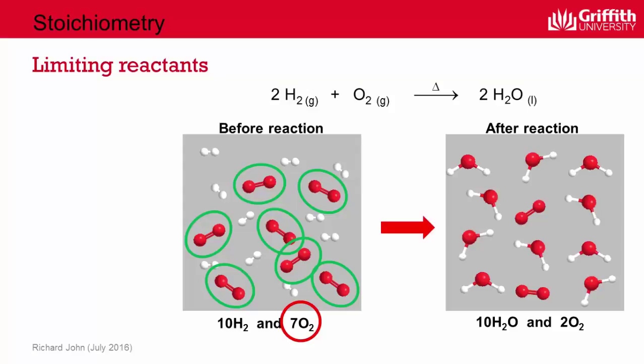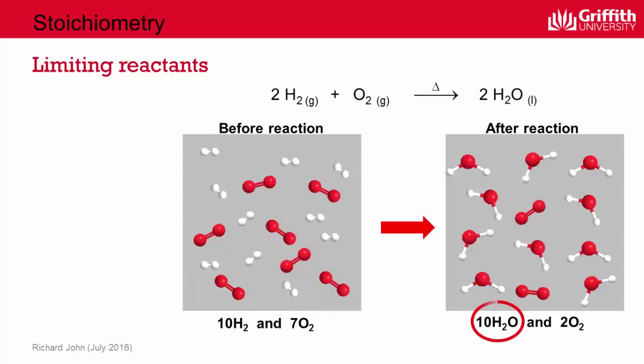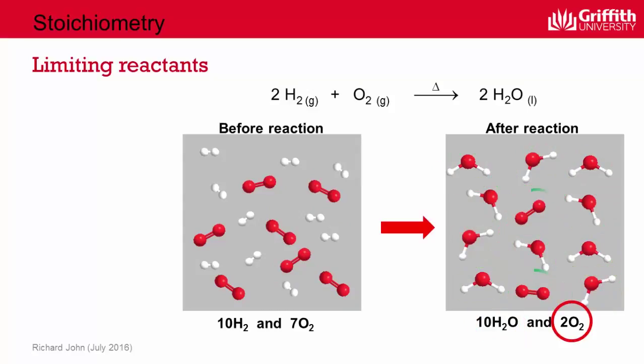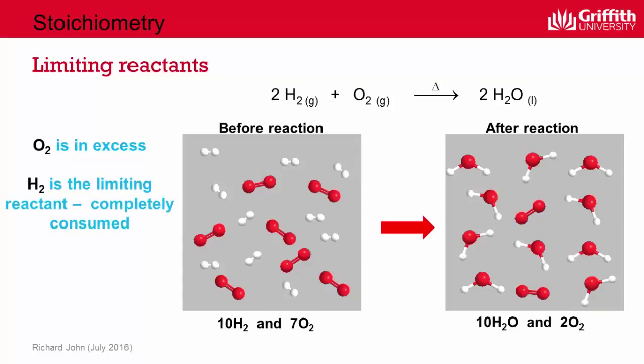What actually happens after the reaction, we still get our 10 moles of water produced, but what we've got are 2 moles of oxygen left over. Oxygen in this case is said to be in excess, and hydrogen is said to be the limiting reactant. It's the reactant that's completely consumed. Once the hydrogen runs out, the reaction cannot continue because there's no more fuel for this combustion reaction, and any excess oxygen will just remain unreacted.